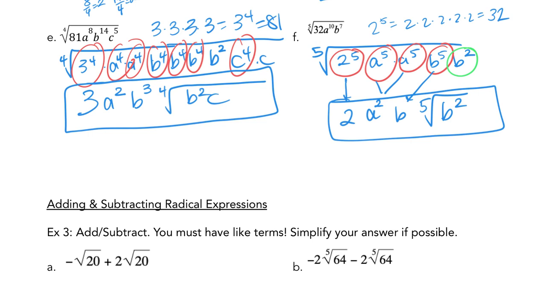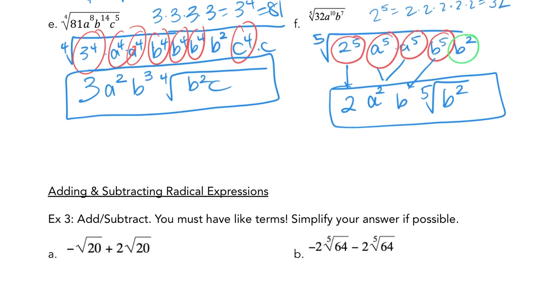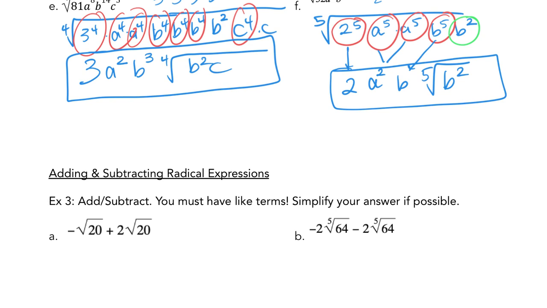All right, let's see. The next thing is talking about adding and subtracting. So adding and subtracting in some ways is a little bit easier because I'm not going to give you stuff that's super wacky. So adding and subtracting, you just have to remember to have like terms, and then you want to simplify your final answer if you can.